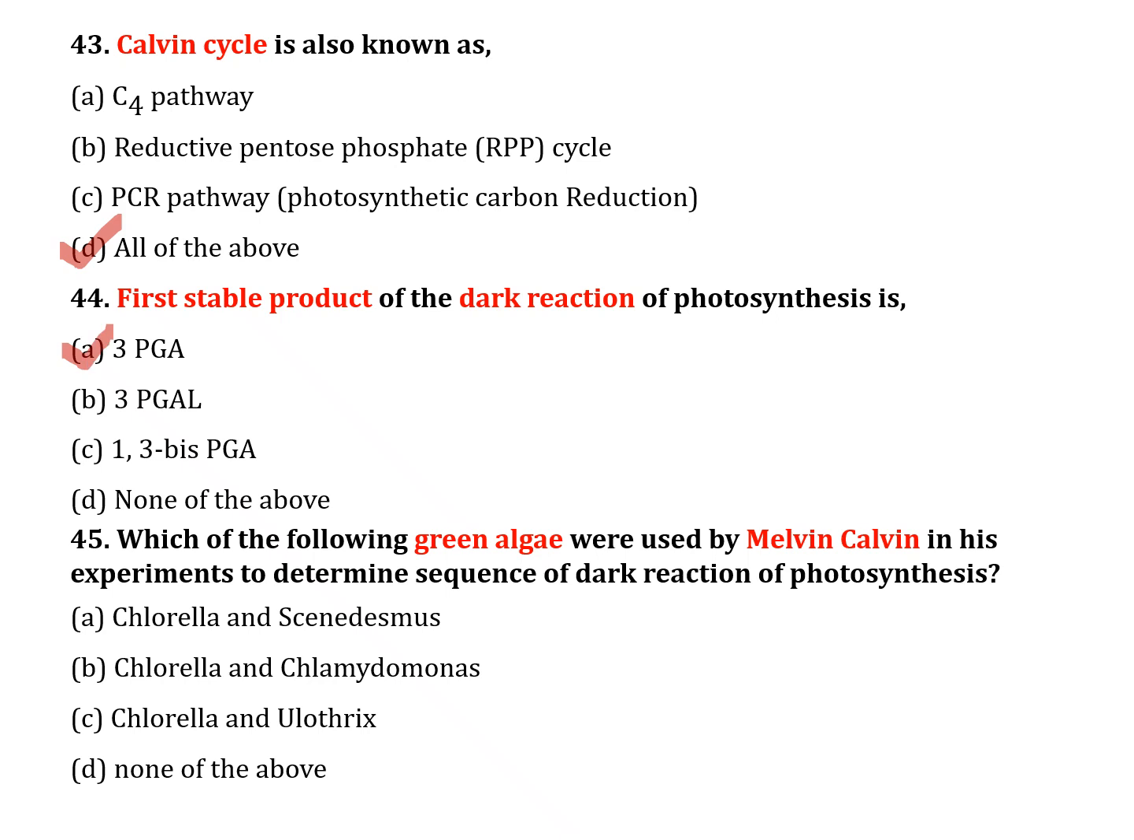The next question, number 45. Which of the following green algae were used by Melvin Calvin in his experiment to determine the sequence of the dark reaction of photosynthesis? Option A, Chlorella and Scenedesmus. Option B, Chlorella and Chlamydomonas. Option C, Chlorella and Oedogonium. Option D, none of the above. The correct answer is option A, Chlorella and Scenedesmus.